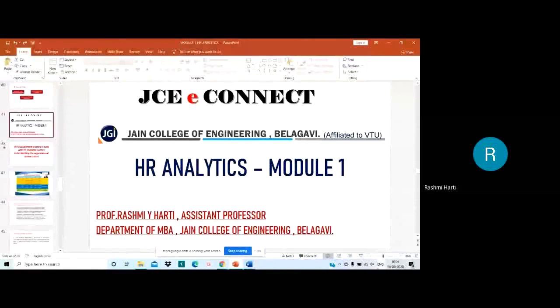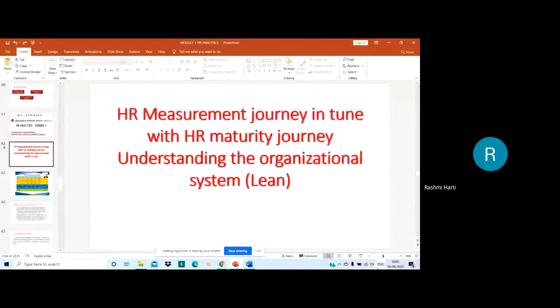Okay, today we'll start with the next class of HR analytics. I hope till now everything is clear. So, my dear students, let us go with HR measurement journey in tune with HR maturity journey. Here we'll be looking into the lean organization system, right?